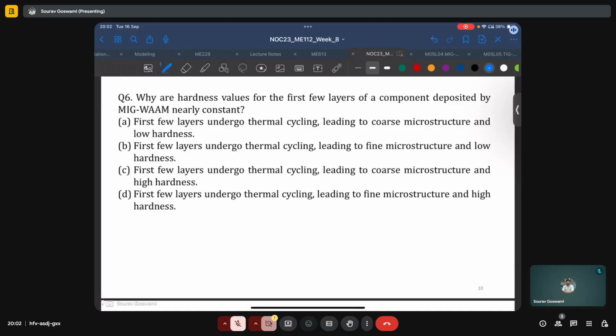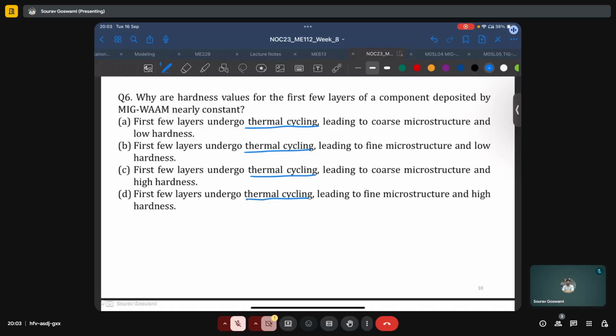The first few layers undergo thermal cycling, leading to coarse microstructure and low hardness. First few layers undergo thermal cycling, leading to fine microstructure and low hardness. First few layers undergo thermal cycling, leading to coarse microstructure and high hardness. And first few layers undergo thermal cycling, leading to fine microstructure and high hardness. So all of them mention thermal cycling anyway, so we cannot eliminate any options based on just that.